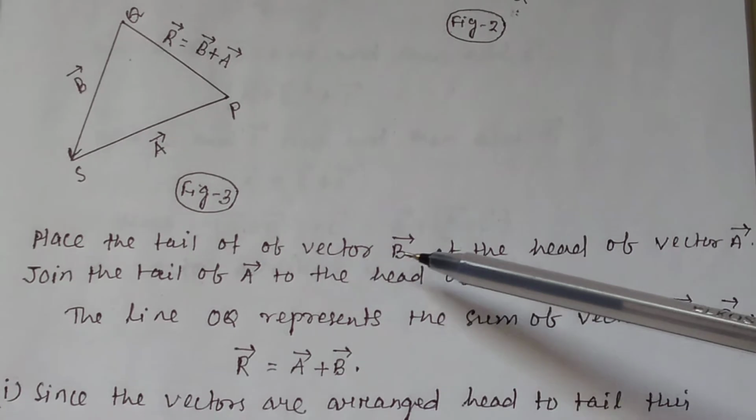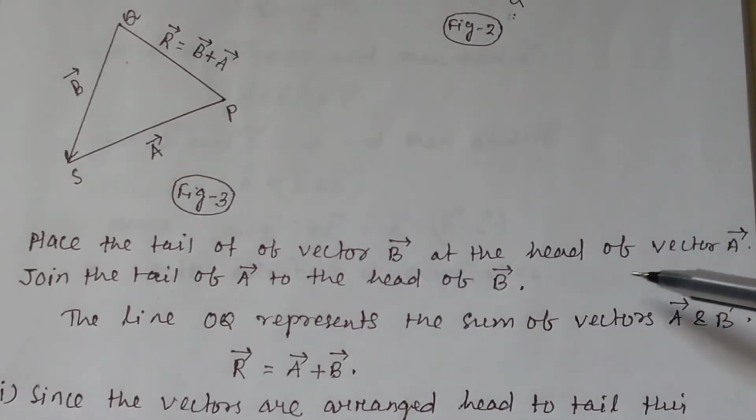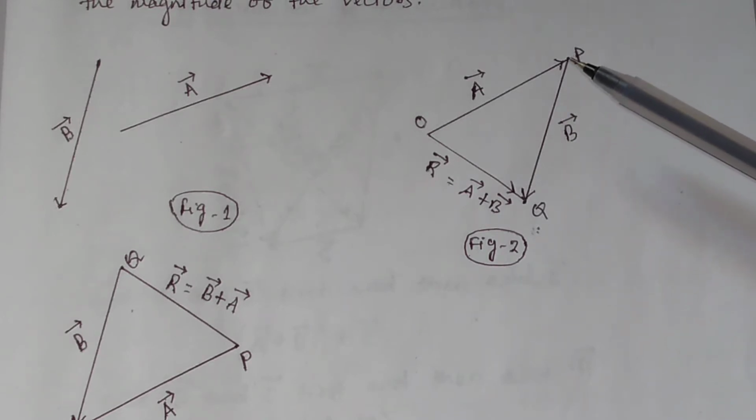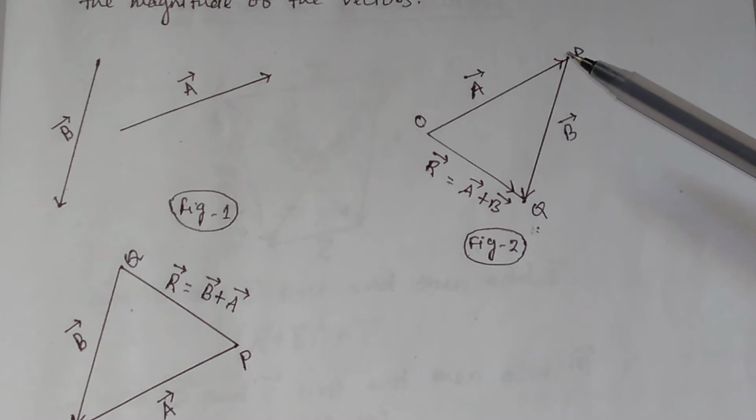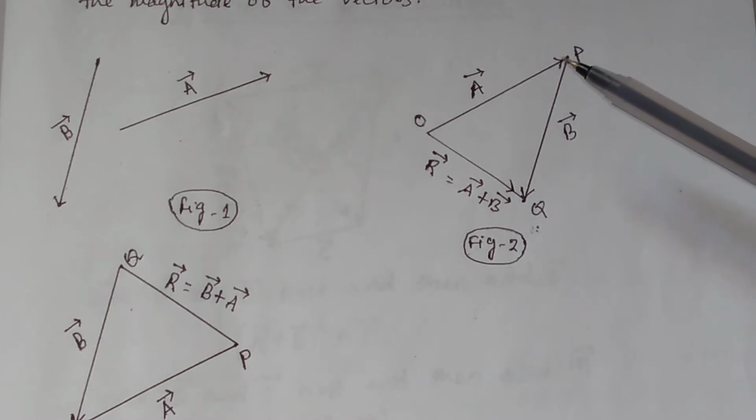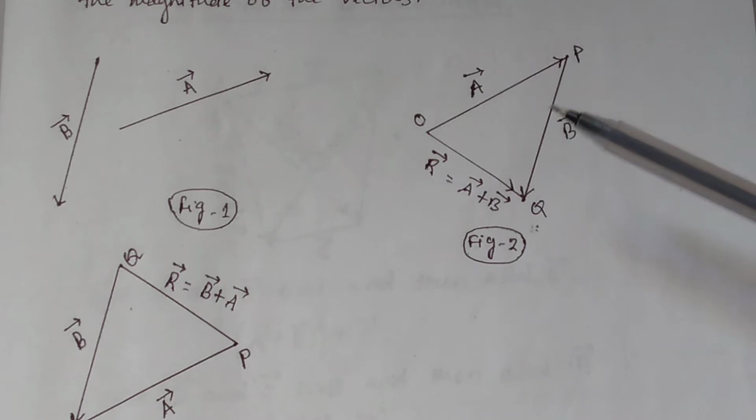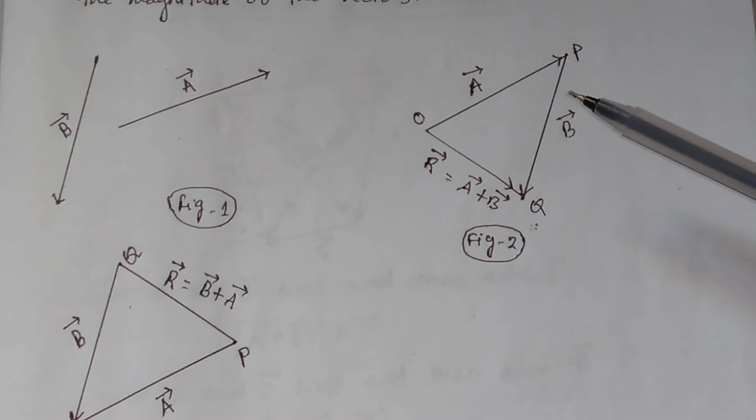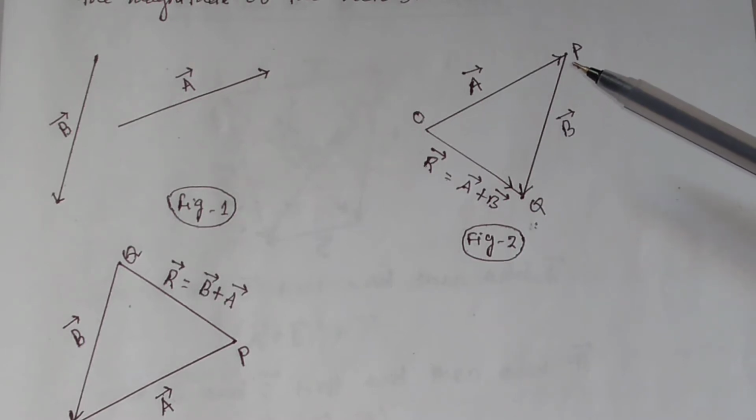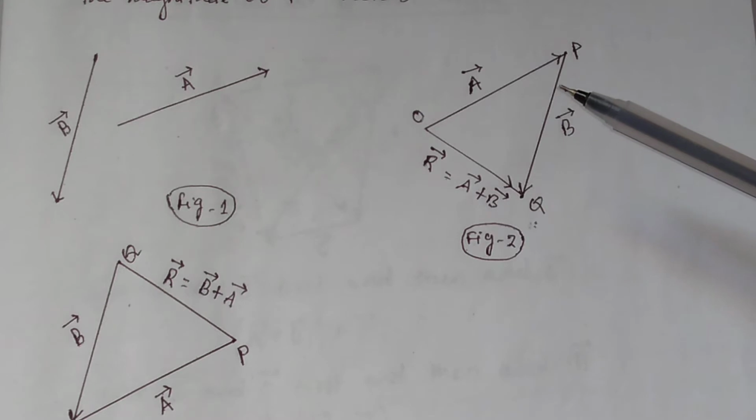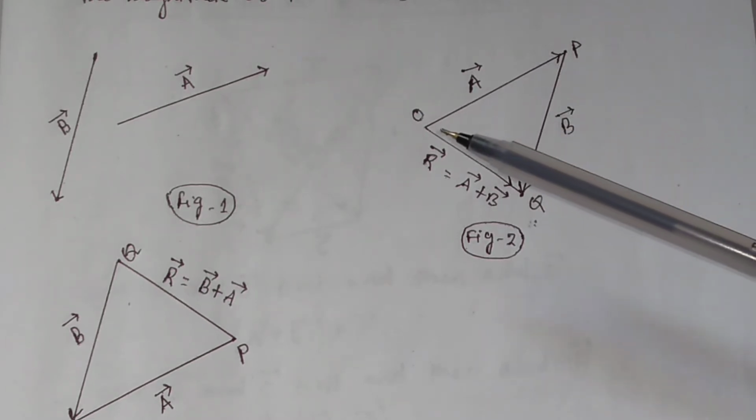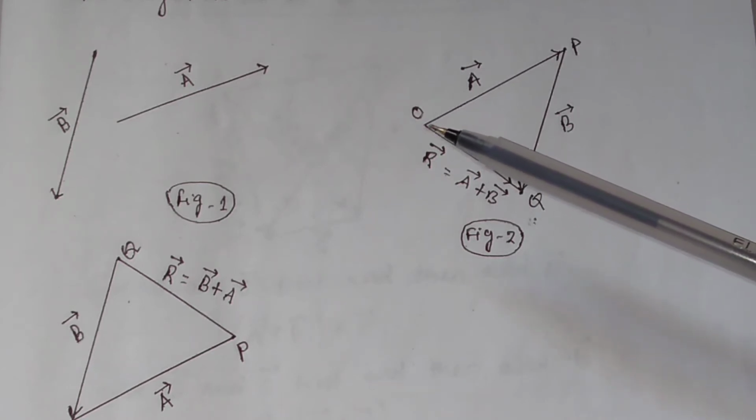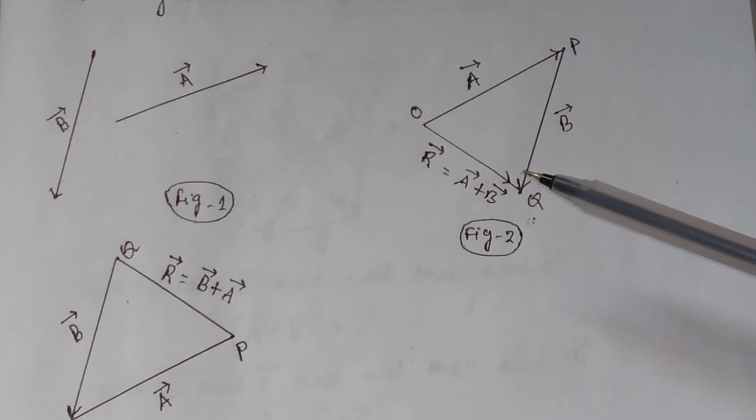Now place the tail of the vector B at the head of the vector A. You see in this figure, this is the tail of the vector B and this is the head of the vector A. Point P is the head of the vector A and the tail of the vector B. So place the tail of vector B at the head of vector A. Join the tail of A to the head of B. This is the tail of A and this is the head of B. So you join the tail of A with the head of B.